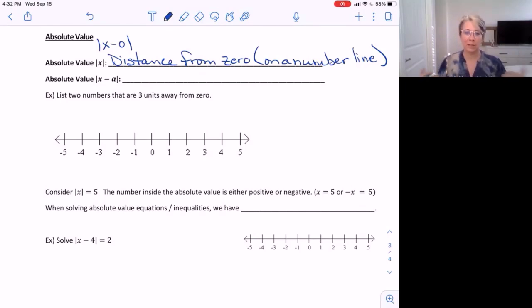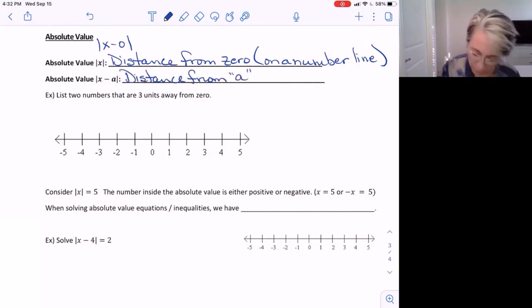We don't see negative numbers on a measuring stick. You know, we can't drive backwards and undo our odometer on our car, right? Distance is always positive. If you see something like the absolute value of the quantity x minus a, that means the distance from a on a number line.